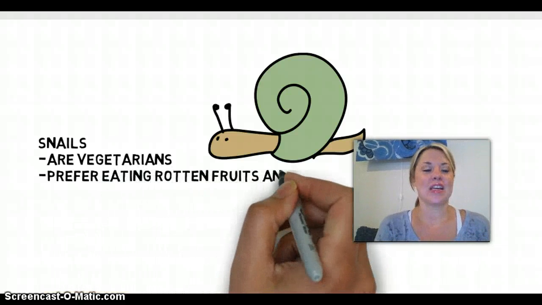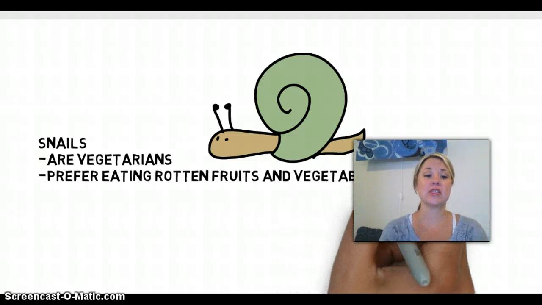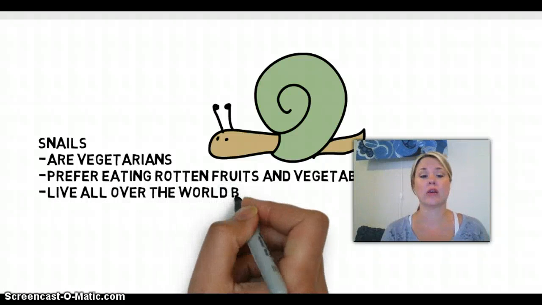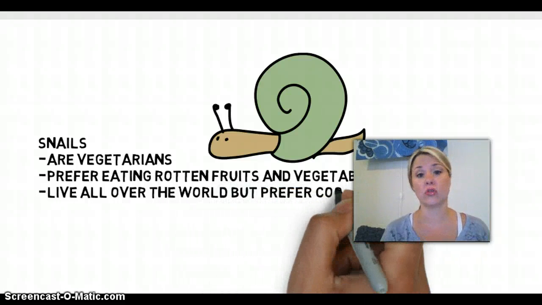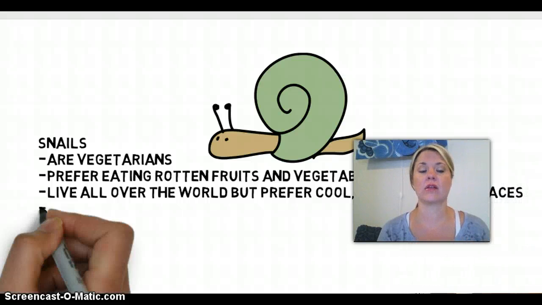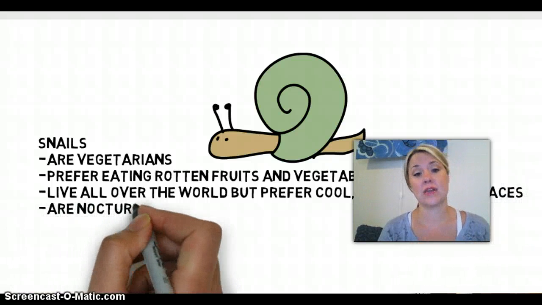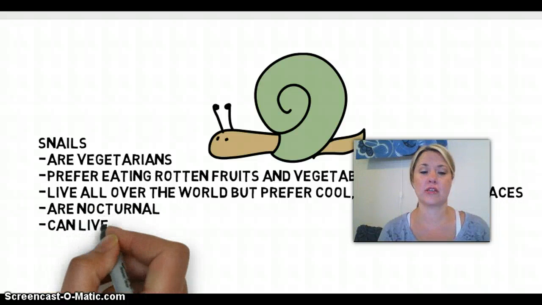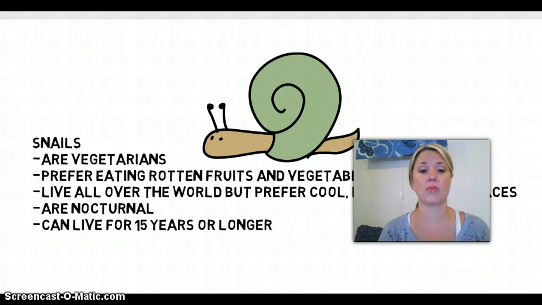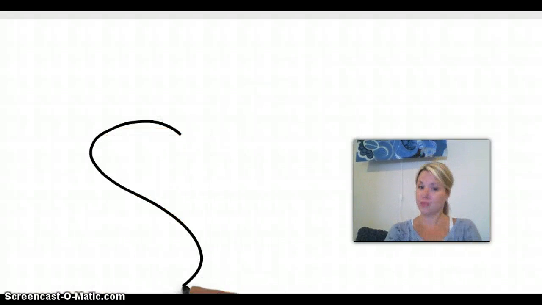The snail is a vegetarian and they prefer eating rotten fruits and vegetables on the ground, and they live in cool and dark places all over the world. They're protected by their shells, and if you see a snail that doesn't have a shell, then they're considered to be a slug, although they are different, but they are mollusks like clams and oysters.